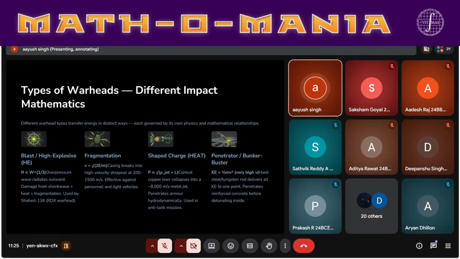So essentially, in fragmentation, the warhead breaks into high velocity shrapnel with velocity as high as 200 to 1500 meters per second. The velocity we can calculate here by square root of 2E by m. E is the energy at blast and m is the total mass. It is effective against personnel and light vehicles. We are going to discuss shape charges in the next slide. But before that, let us discuss penetrator or bunker busters. So usually, as you may have observed, most of the important resources a country hides, like nuclear facilities, are inside a bunker.